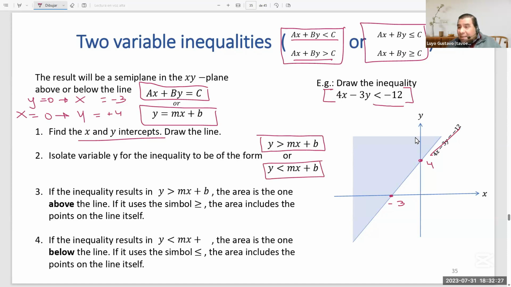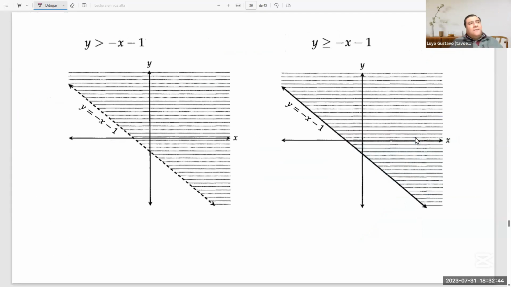If you get y greater than, then it is the semi-plane or the half plane above the line. If it is y less than something, then it is the half plane below. Okay, that's the logic. Now, just remember there is a difference. If they tell you simply the symbol greater than or less than, remember that the semi-plane doesn't include the points on the line itself. While if the symbol used in the inequality is greater than or equal to, or less than or equal to, then the semi-plane or the half plane includes all the points on the line itself. So there's a little difference, okay?